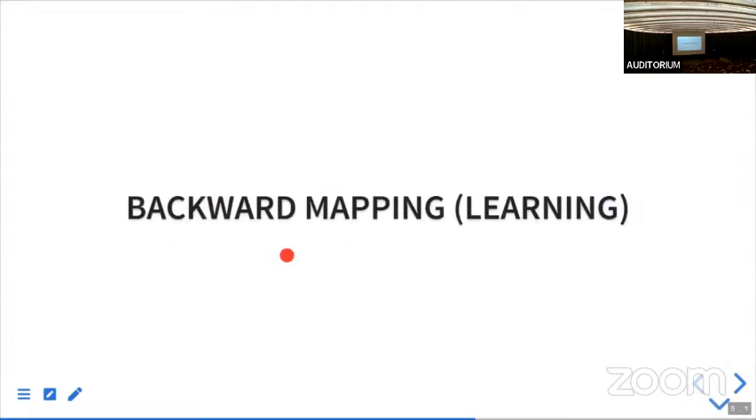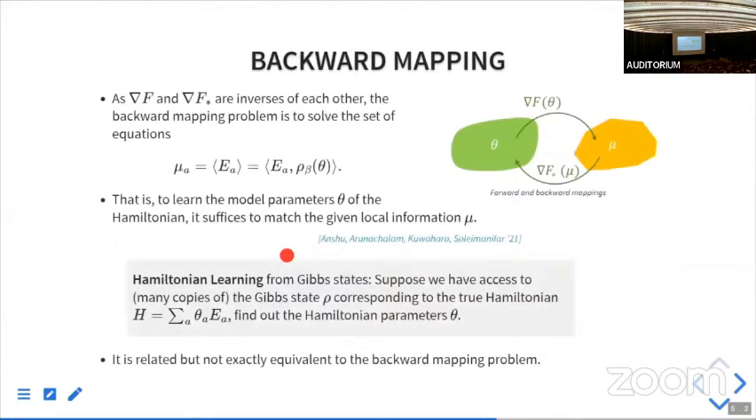Okay, now we will move on to talk about backward mappings, and that's the learning of the model parameters. So the backward problem, because we know that the nabla of F and nabla of F star are inverses of each other, and the problem of computing theta is actually solving the equation: given mu, compute theta. It's a very funny equation because it has the exponential of these matrices, and then divided by the partition function. It's a very complicated form of functions.